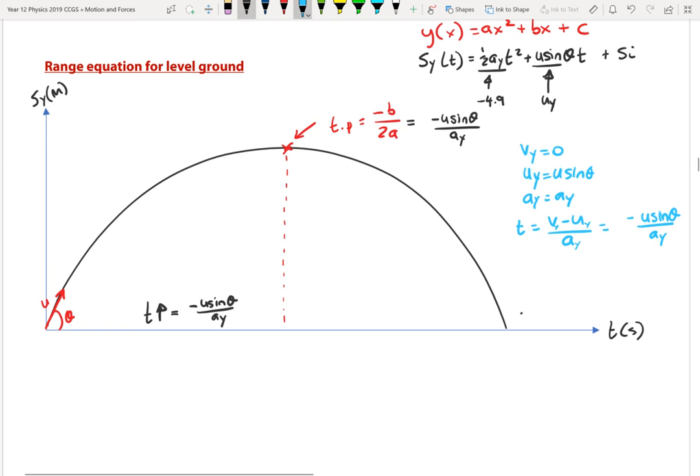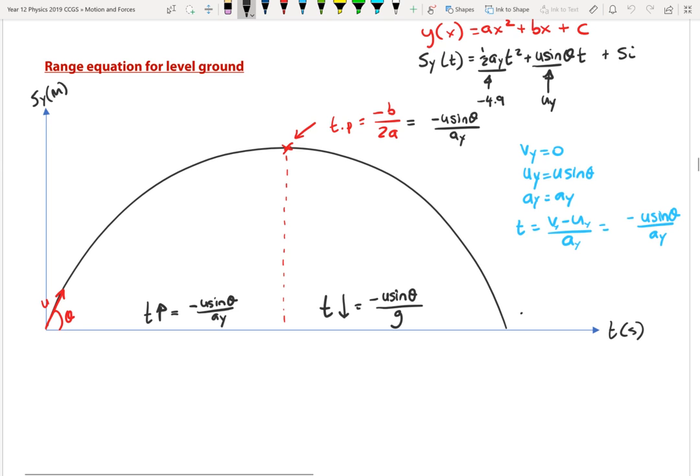Cool. Let's keep going. If we ignore resistance, everything is symmetric. And then I know that t down is also negative u sine theta over g. Just back to the turning point. The turning point depends on three things: how fast you throw it, at what angle you throw it, and the gravitational acceleration that you're in. Obviously, if theta is straight vertical, then sine of 90 is 1, and the equation just becomes negative u over 9.8.